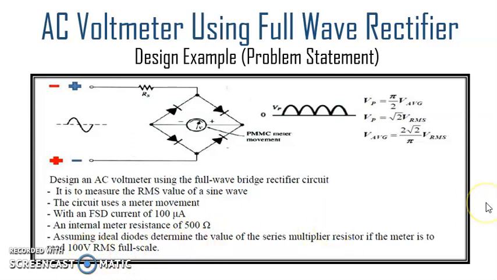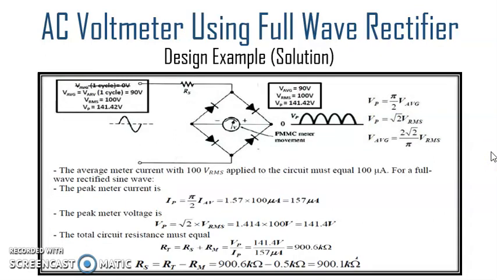You will go through the same steps. Since this is a full wave rectifier, the equations related to a full wave rectifier are to be utilized here. So the solution will look like this. The procedure is similar to the one that we already discussed. We are going to make use of 100 volt RMS in order to determine the value of I peak and V peak. Once we are done with them, we are going to determine the value of RT. We are going to subtract the value of RM from RT to determine the value of RS, which is supposed to be connected to this full wave rectifier.